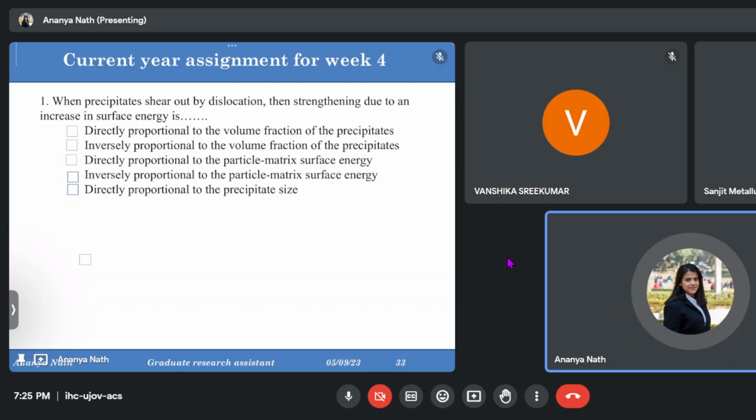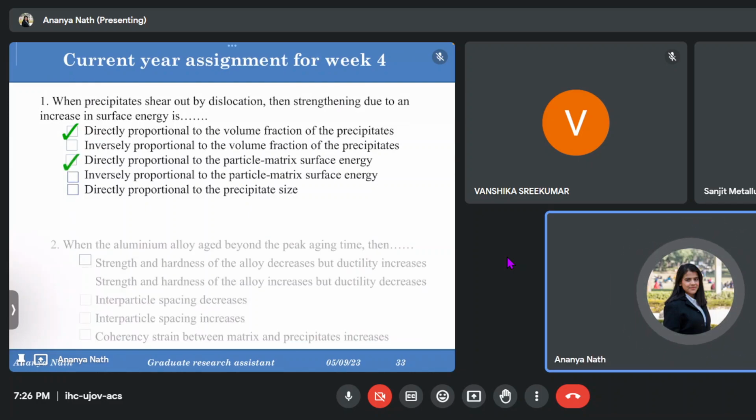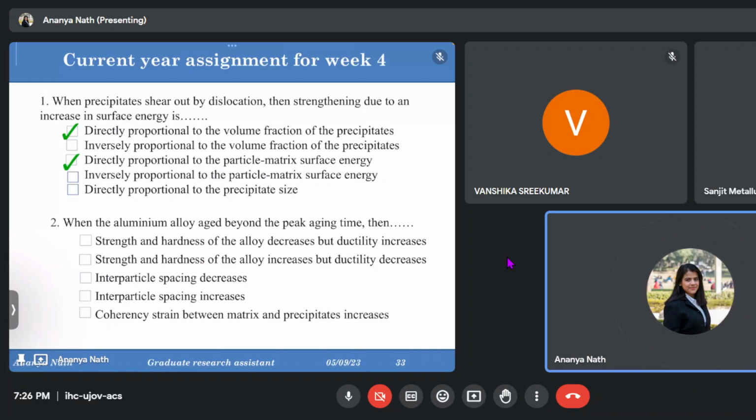So this is the current semester assignment for week 4, which you have already attended. The first question was: when precipitates are sheared by dislocations, the strengthening due to an increase in surface energy is... Option C. It's directly proportional to the volume fraction of the precipitate. It's directly proportional to the precipitate-matrix surface energy.